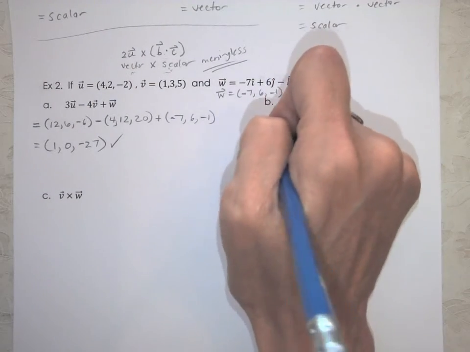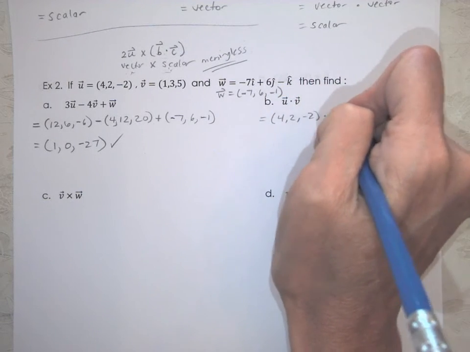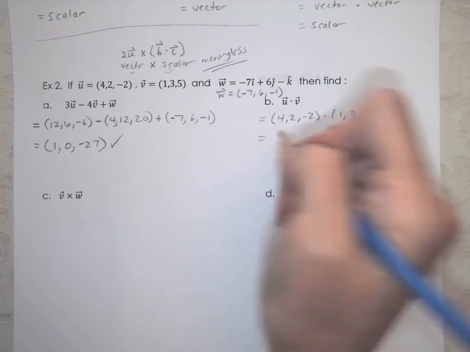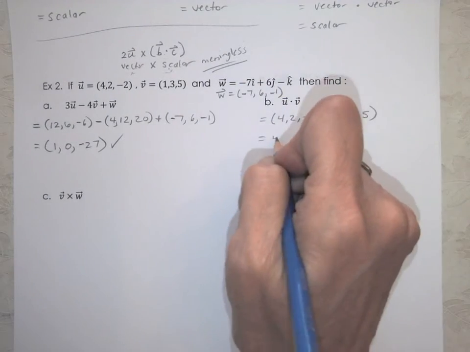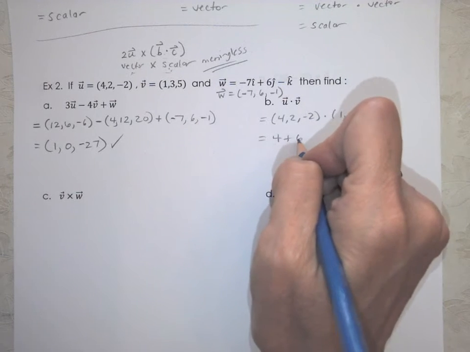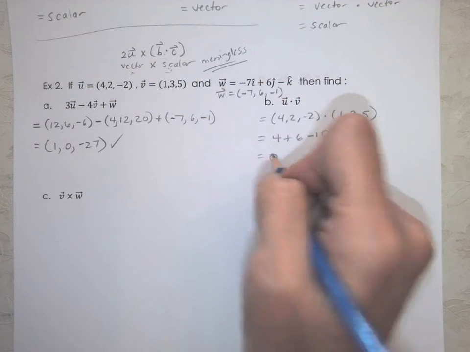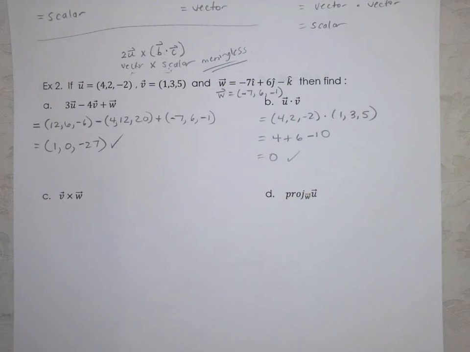Okay, u dot v. So vector u dotted with vector v. So that's multiply and add, and my answer should be a number. So that's going to be 4 plus 6 minus 10, which is 0, which actually means u is perpendicular to v, but my answer is a number, which I predict because I was doing the dot product of two vectors.